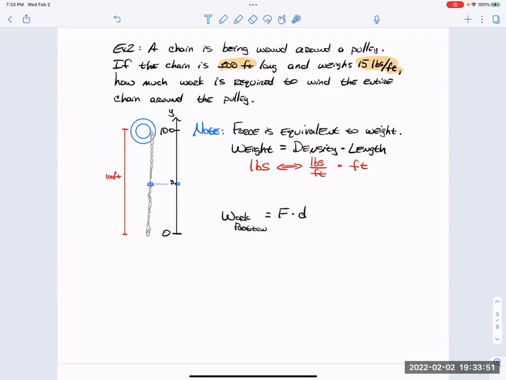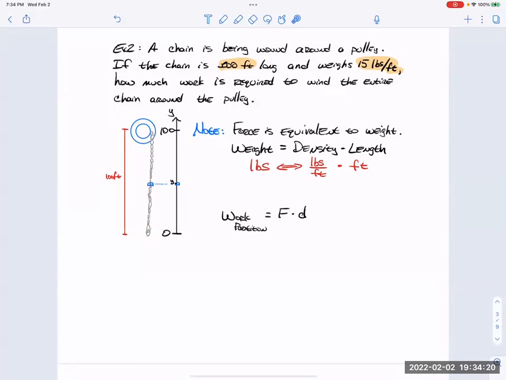Okay, so here we look at our chain, and here's our pulley. We have a 100-foot length of chain here. What we're going to do is draw a y-axis this way up to here, and we're going to label the top most part as 100. And if this chain is 100 feet long, the bottom is 0.